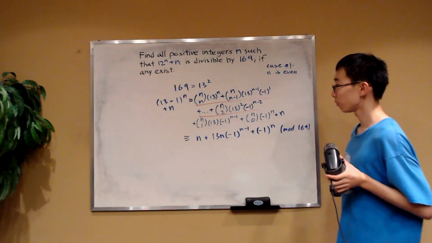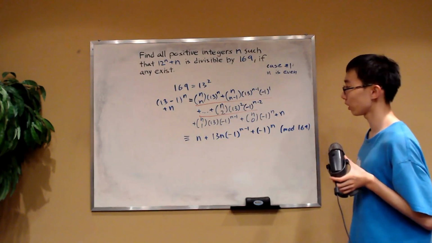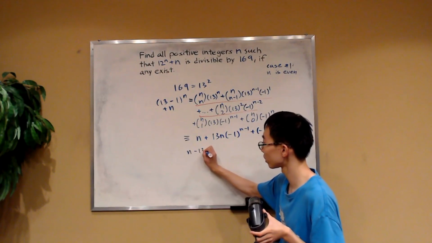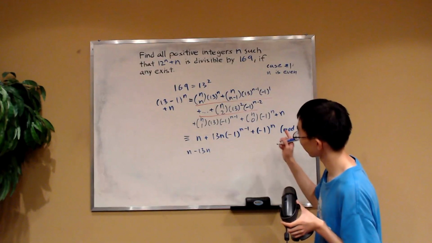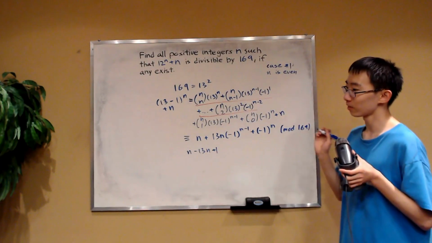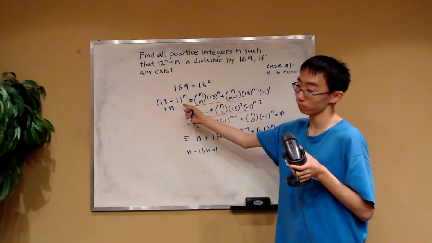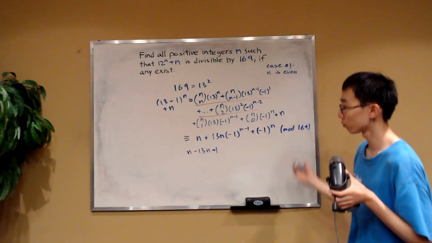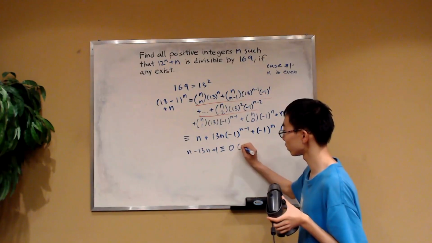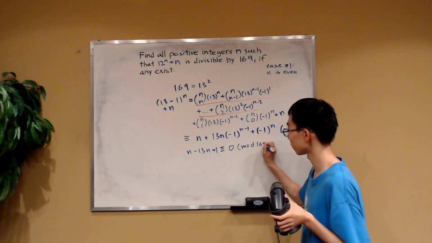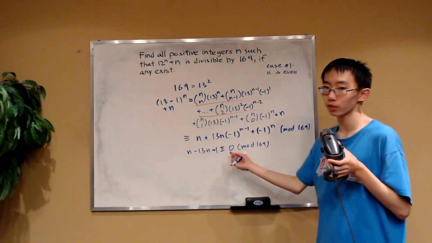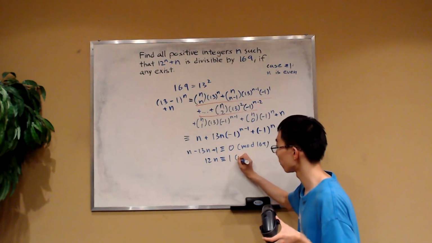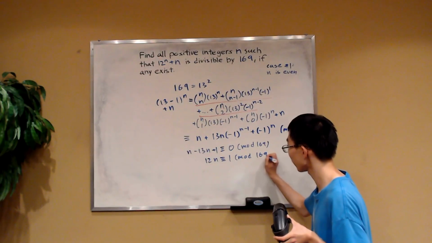Well, in this case, we have n minus 1 to be odd, and n is even, so this expression just becomes n minus 13n, and then plus 1. And remember, we want to see when this is divisible by 169. Since this is congruent to this, then we'll set this to be congruent to 0, mod 169. And now we can rearrange this congruence, simplify it into 12n is congruent to 1, mod 169.